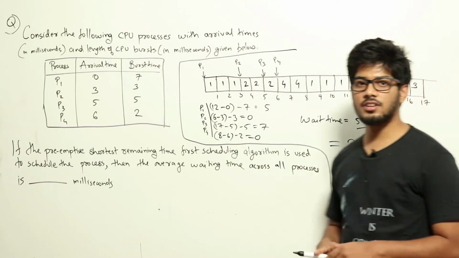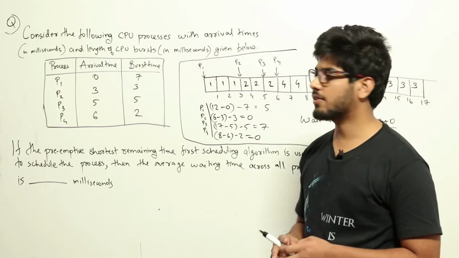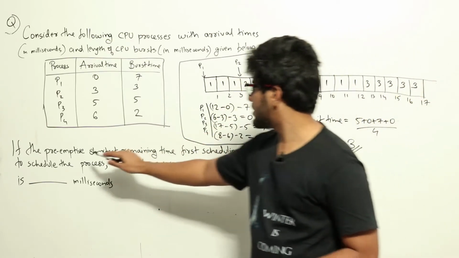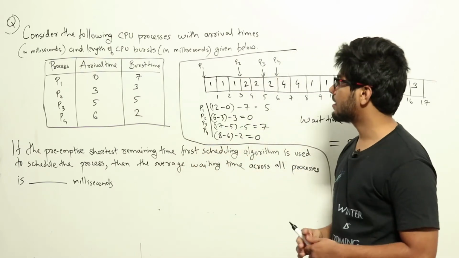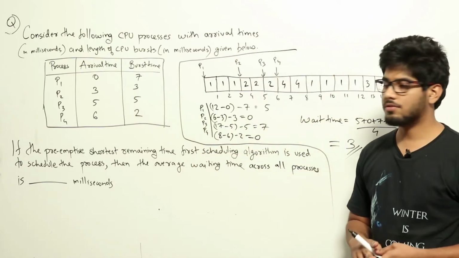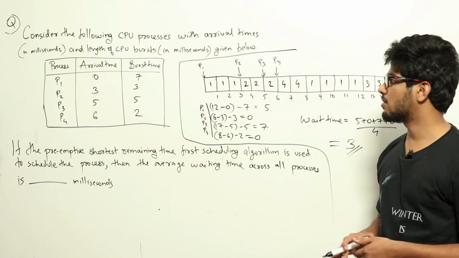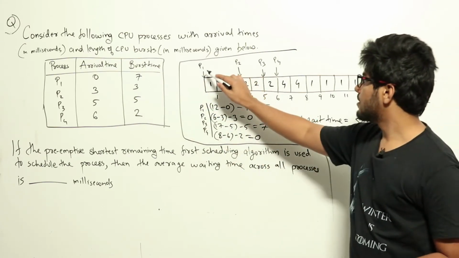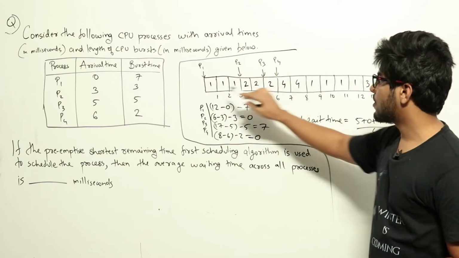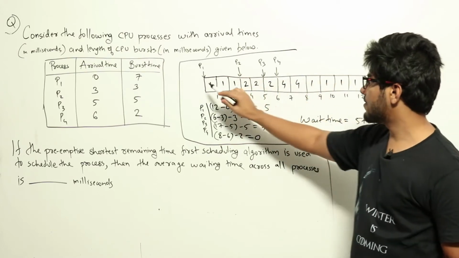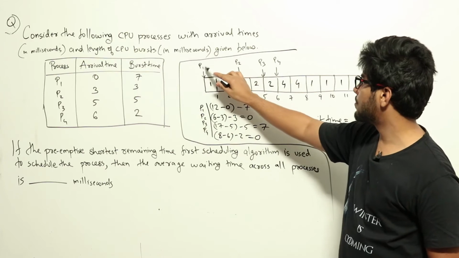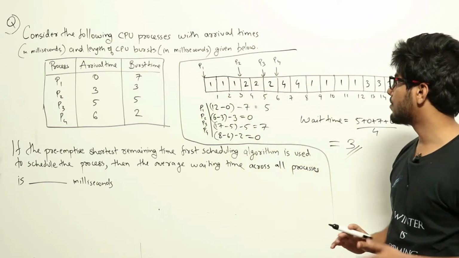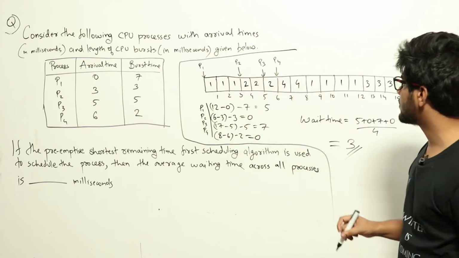So this is a question from operating systems regarding process scheduling. They have given the preemptive shortest remaining time first scheduling algorithm and they are asking us to find the average waiting time for all these processes. So let us draw this. For each time quantum, let us see what happens. The arrival times of each process I have given here, P1, P2, P3, P4. Let us see how it proceeds.